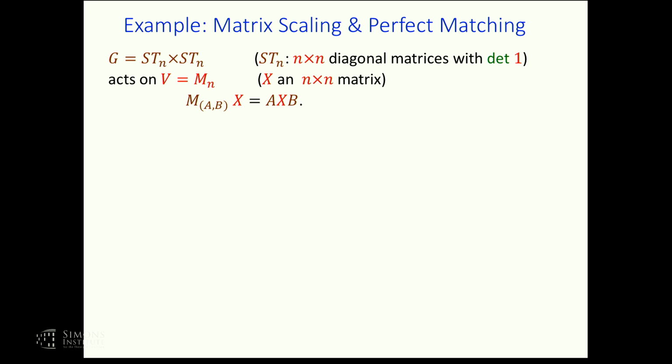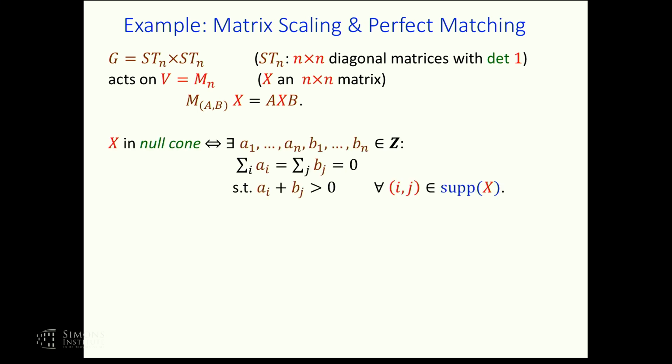I want to give you the example of matrix scaling in this context of the one-parameter subgroup, because this is really what brings up the connection between the null cone of this action and bipartite matching. It turns out that X is in the null cone exactly, and we'll see why because of the one-parameter subgroup, but that's what comes out, when this linear program is solved. This comes out of this one-parameter subgroup characterization.